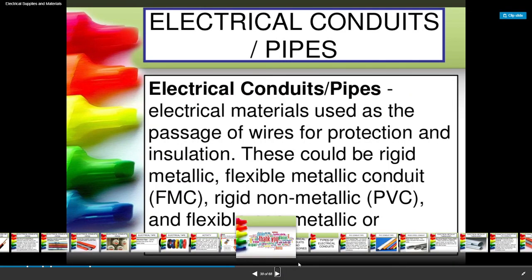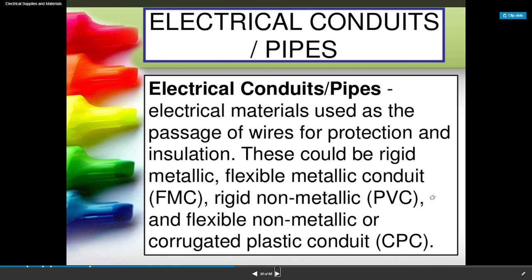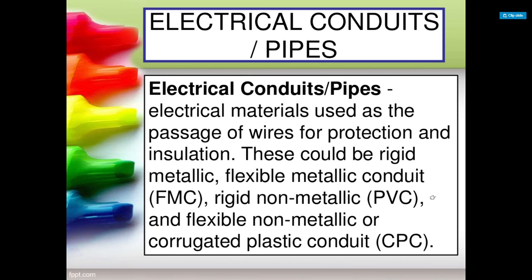Next, electrical conduits. What does an electrical conduit do? Electrical materials used as the passage of wires for protection and insulation. This could be rigid metallic, flexible metallic conduit, rigid non-metallic, and flexible non-metallic or corrugated plastic conduit. These conduits serve as a passage of wires, and at the same time they protect the wires so that they will not be bitten by mice or other creatures that might damage the wire. And also they protect the wire from extreme weather conditions.